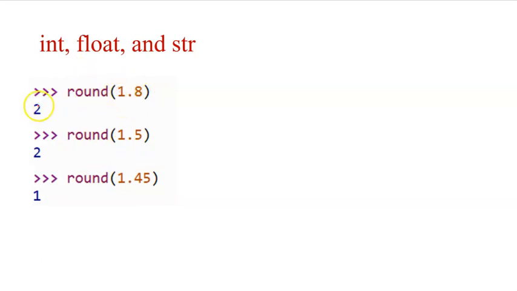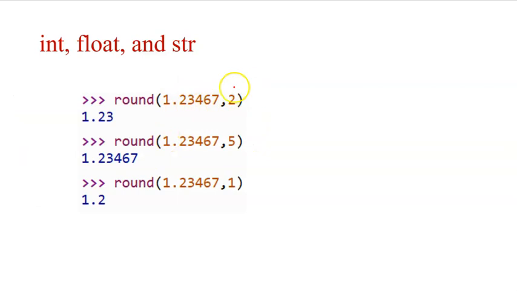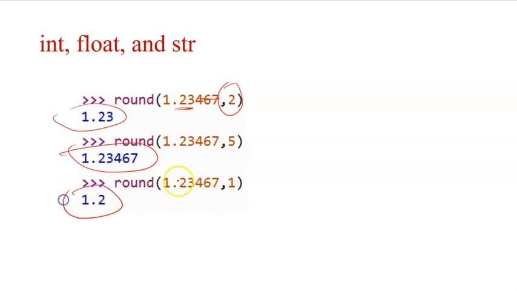So 1.8, it's just how you round numbers. 1.8 is 2, 1.5 is 2, and 1.45 is 1. But that's the default value. So if you want to round to a particular digit after the decimal place, you can also do that. This is going to round to the second digit after the decimal place. So it's 1.23. It gets rid of these 3 digits. If you want 5, it's just going to return the whole number as it is. If you want just 1, it's just 1.2.